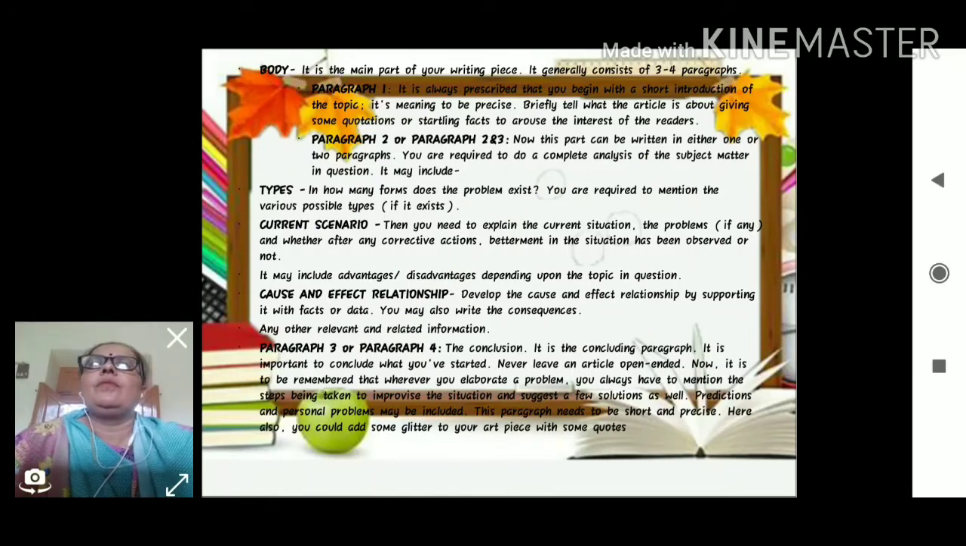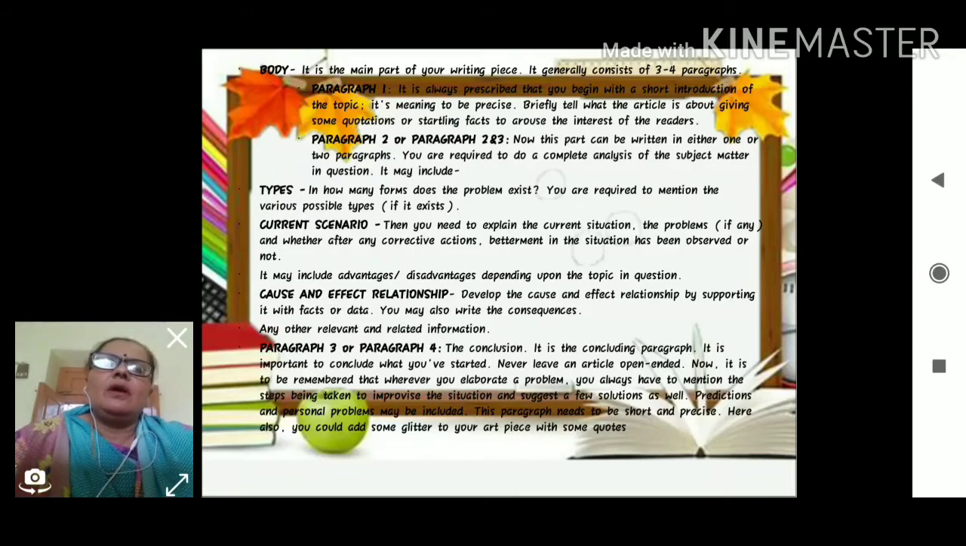Now, the body part. The body part can consist of either 3 paragraphs or 4 paragraphs. It depends on you how you are going to write it. Your first paragraph, that is your introduction part, should always begin with a short introduction of the topic. Its meaning should be precise. You should briefly tell what the article is about. And you should also add some quotations when you write about the facts, so that it may arouse the attention of your readers.